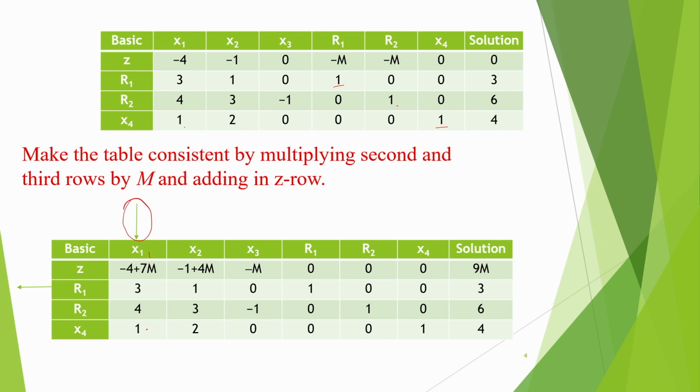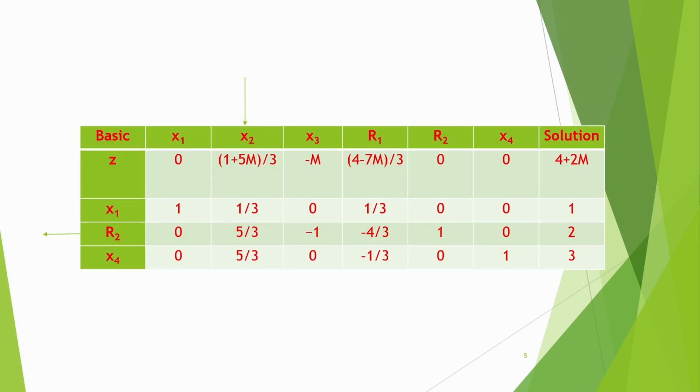So this becomes the pivot column, and you divide the solution column entries by the coefficients of this pivot column. You can put a ratio table here. 3 by 3 is equal to 1, then 6 by 4 is equal to 1.5, then 4 by 1 is equal to 4. Among them the minimum ratio is 1. So R1 becomes the leaving variable. I have marked R1 as the leaving variable; it will go and the other one will come. So the next table will get modified.